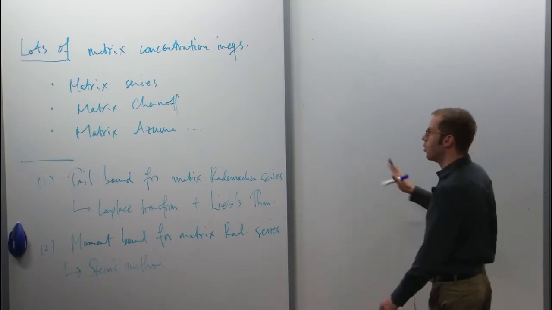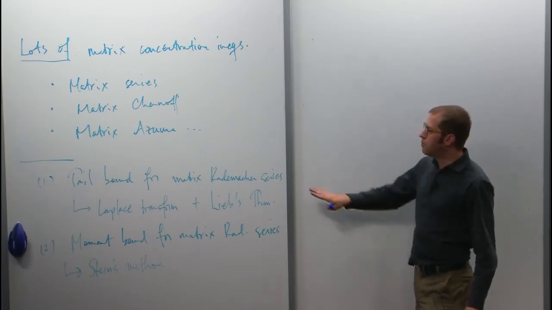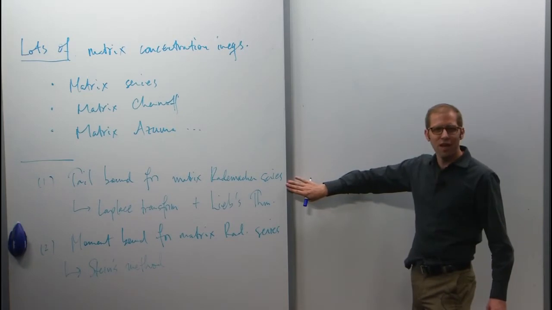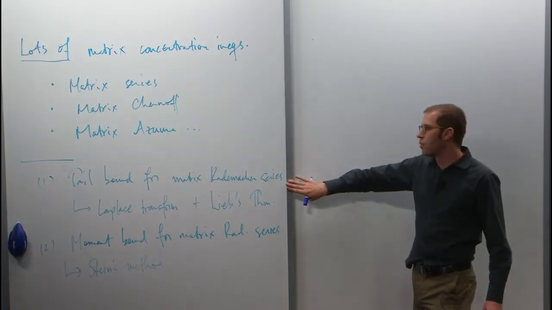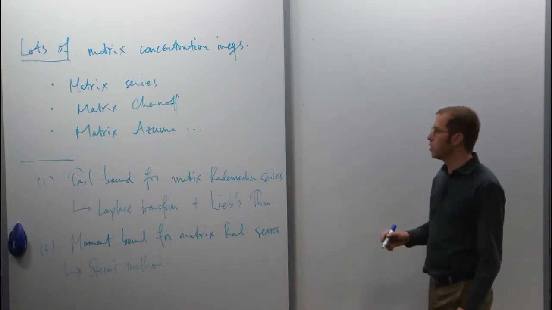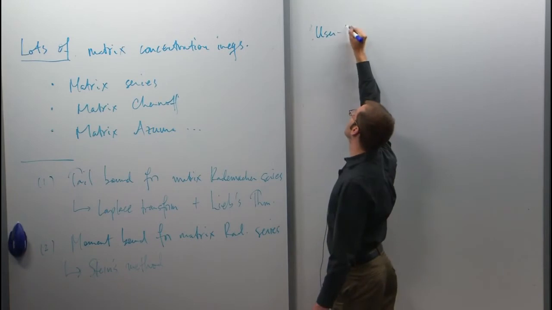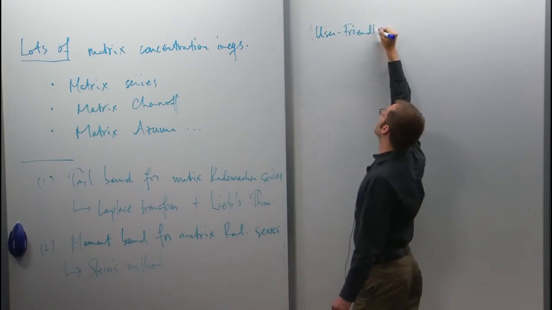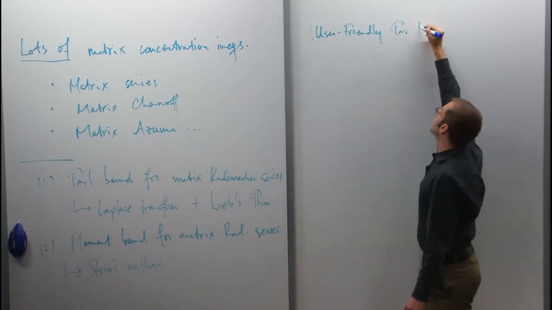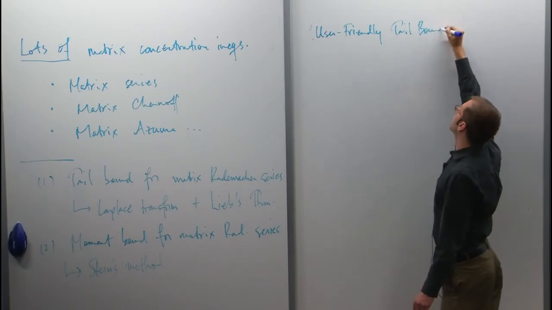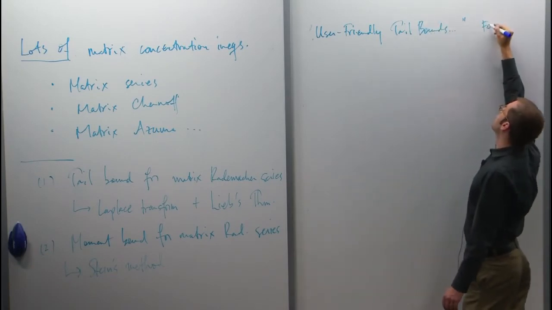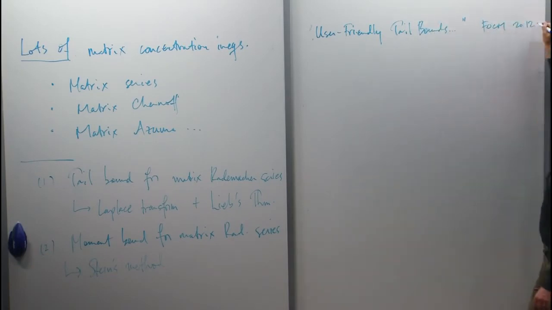Okay, so here's what we're going to be doing. I'm going to start with the scalar case, just to remind you how this stuff goes, and then I'll show you how it extends to the matrix setting. So most of the work in this lecture is from a paper I wrote called User-Friendly Tail Bounds. That appeared in FOCM in 2012, Foundations of Computational Mathematics.